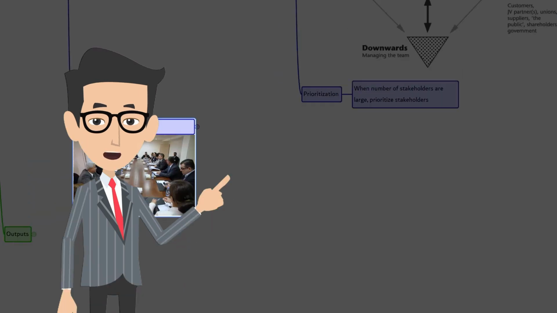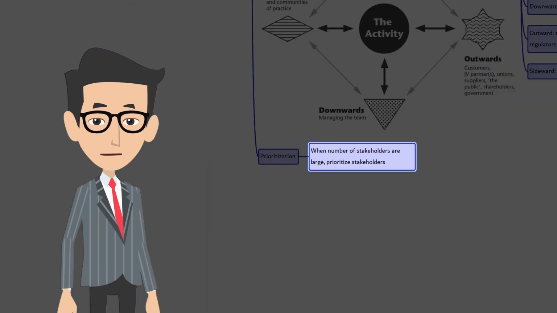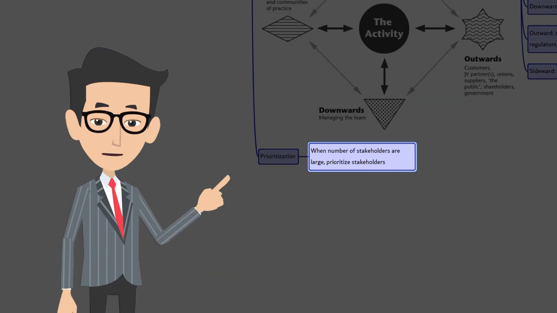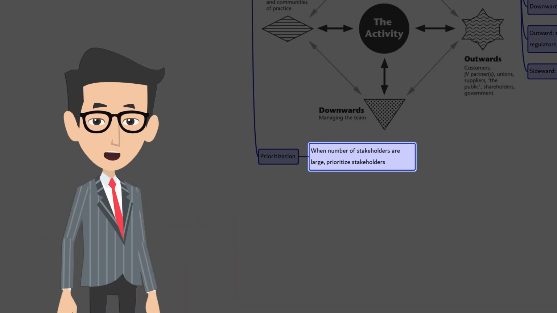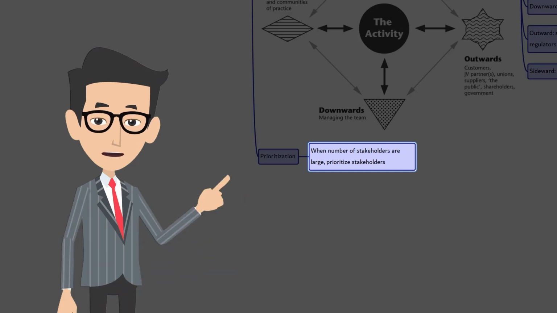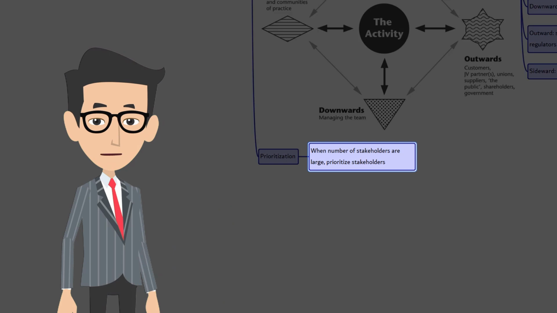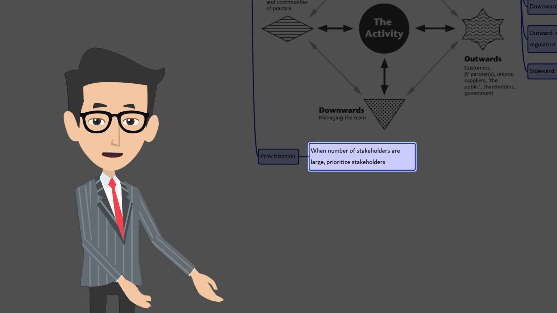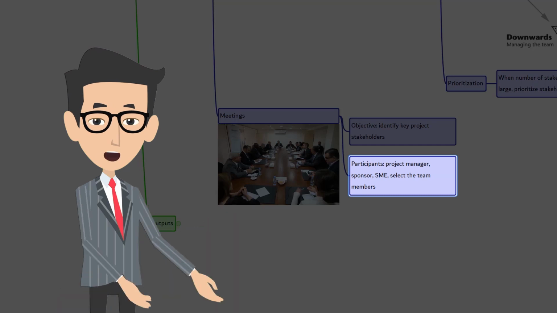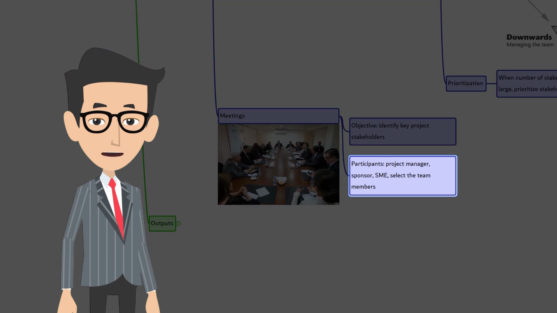The fifth and final tool and technique is meetings. The objective of this meeting is to identify the key stakeholders of the project. It can be done through facilitation workshops, small group guided discussions, and virtual groups using electronic or social media technologies to share ideas. On large projects, it may be appropriate to invite the project sponsor, subject matter experts, and selected team members.